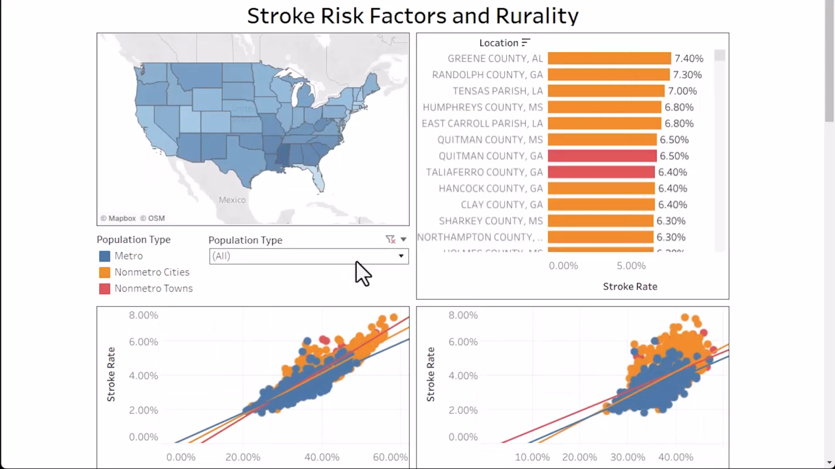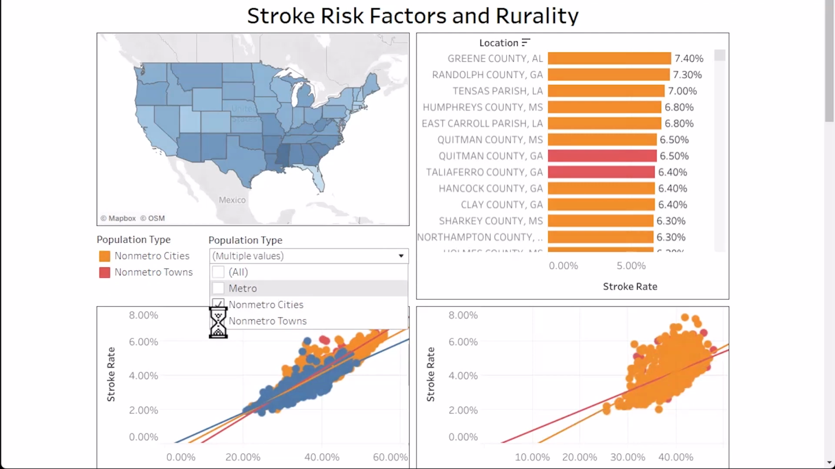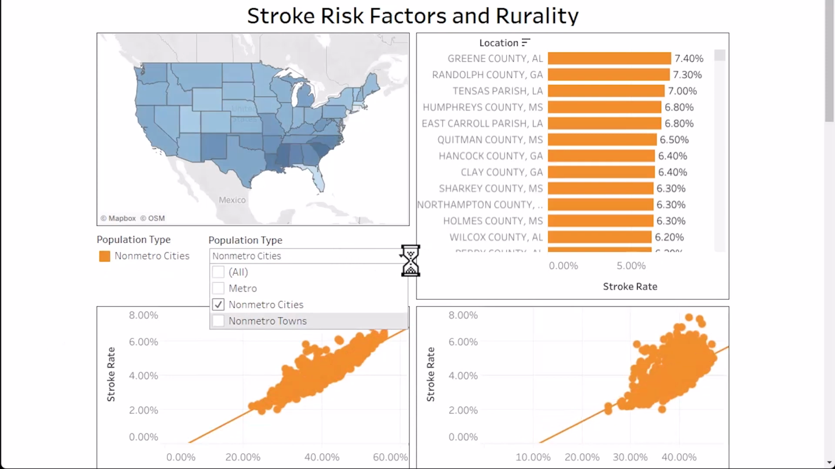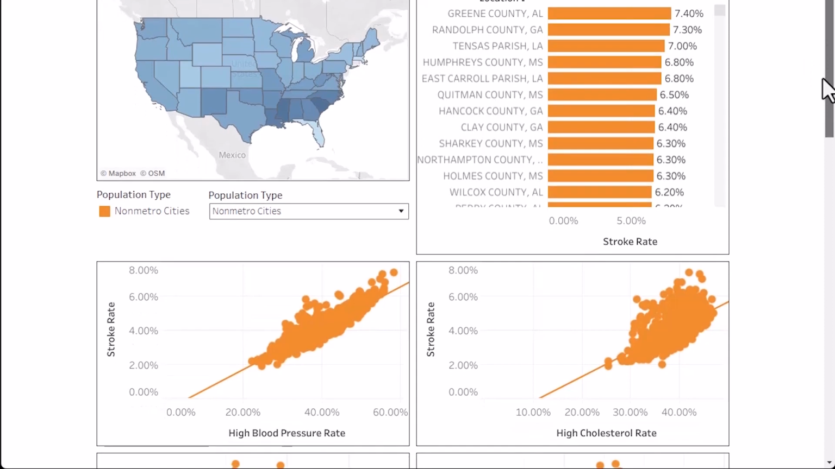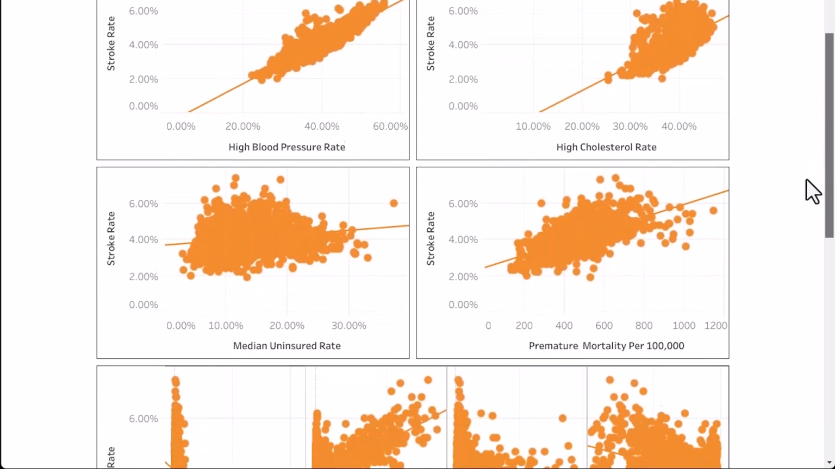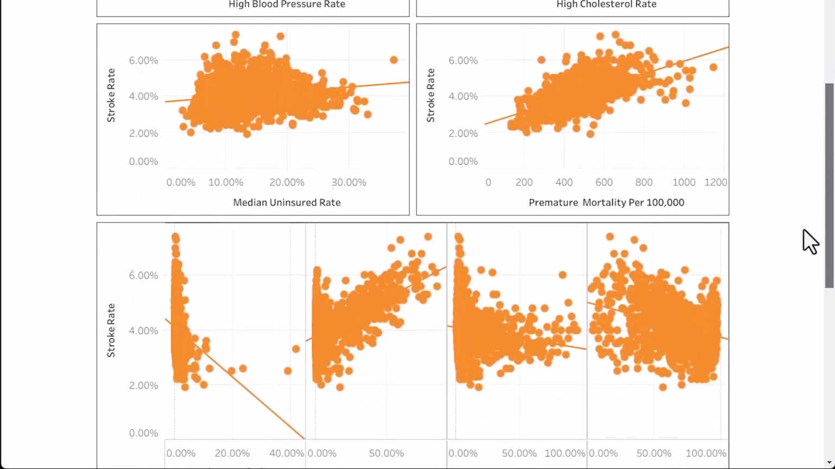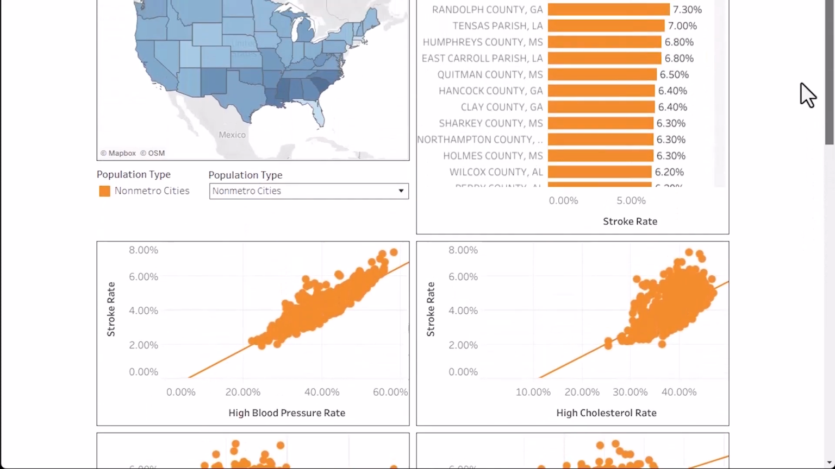And then we're able to take a look at population types as well. We can filter the data to see only certain population types. For instance, if we wanted to see non-metro cities only, we can deselect metro and non-metro towns, and that will allow us to narrow the data to just non-metro cities. The dashboard will refresh, and now we have data on only non-metro cities, and you can see that's reflected in each of the plots. So this is data across the country, but specific to just non-metro cities.